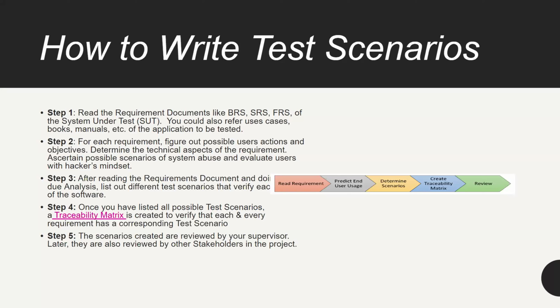Then step three, after reading the requirement document and doing your due analysis, you need to list out different test scenarios that verify each of the software features, right? Once you've listed all possible test scenarios, a traceability matrix is created to verify that each and every requirement has a corresponding test scenario. We'll look at that shortly. Then the scenarios created are reviewed by your supervisor later. They're also reviewed by other stakeholders in the product.